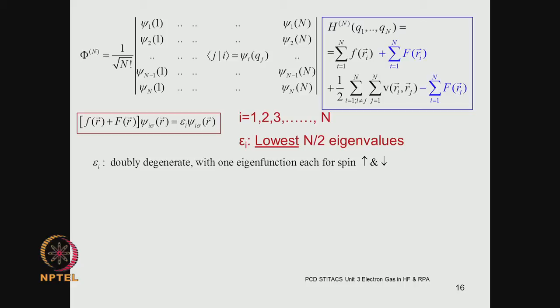So, these are the lowest n by 2 eigenvalues which we are referring to as occupied states so far as this n particle system is concerned, each single particle state being occupied by a spin up electron and a spin down electron.